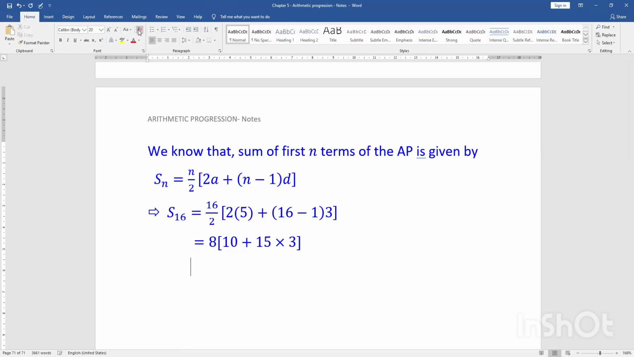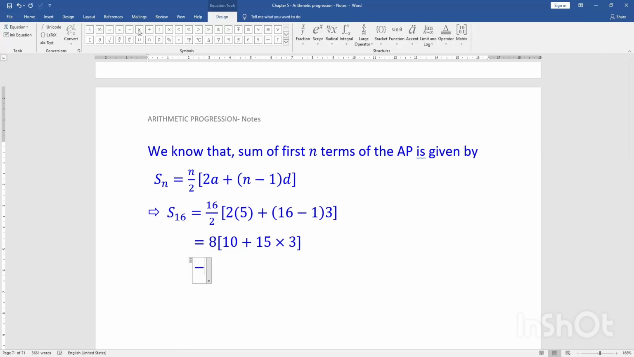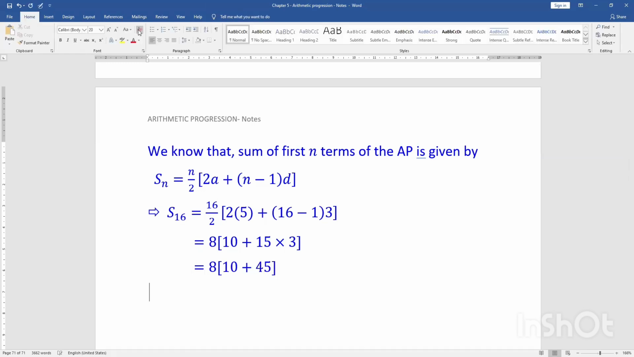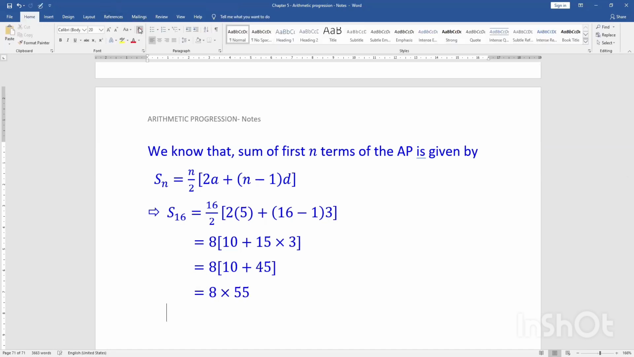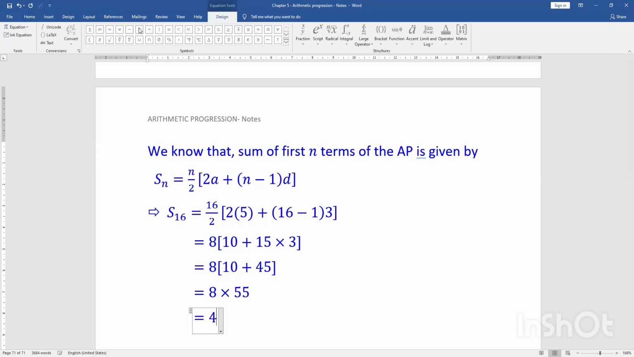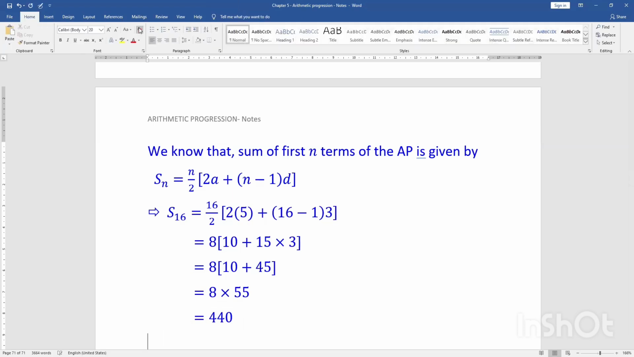Or it's equal to 8 into, bracket open, 10 plus 45. So 10 plus 45 is nothing but, I write it as 8 into 55. So 8 into 55 is nothing but 440, right?